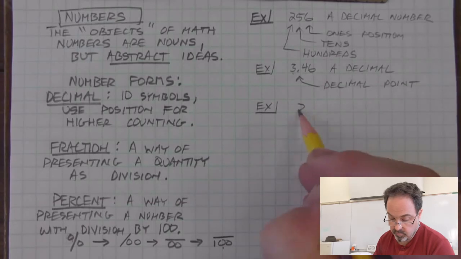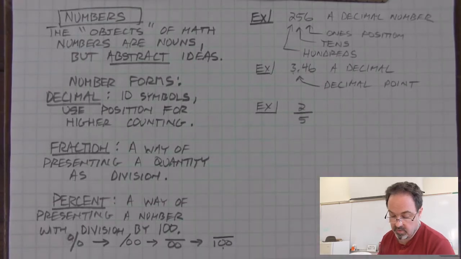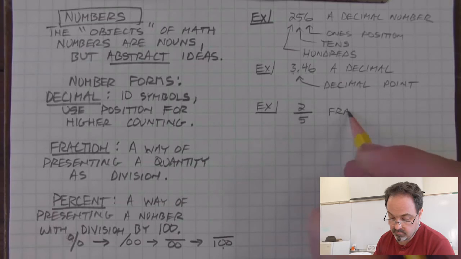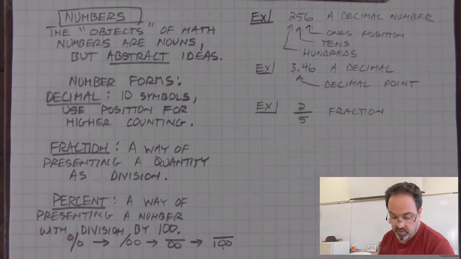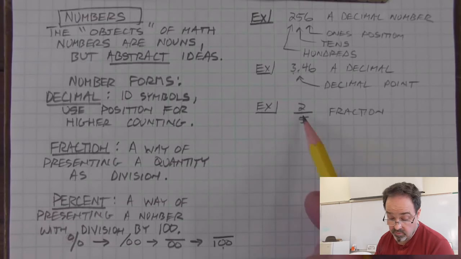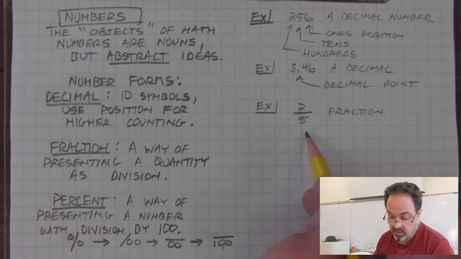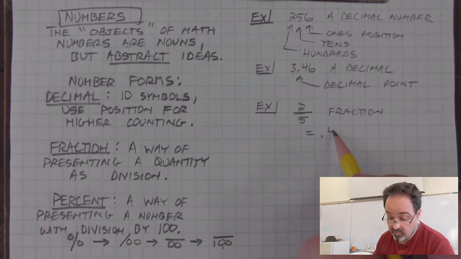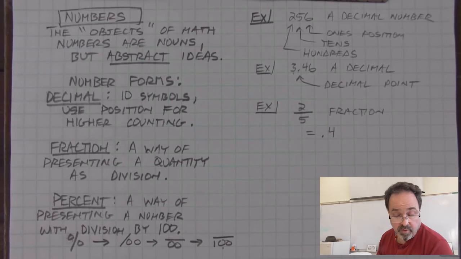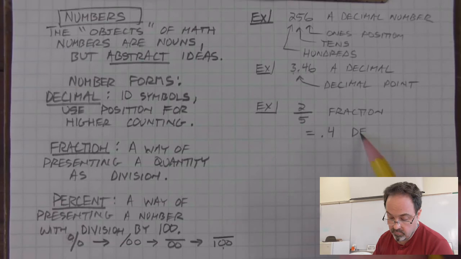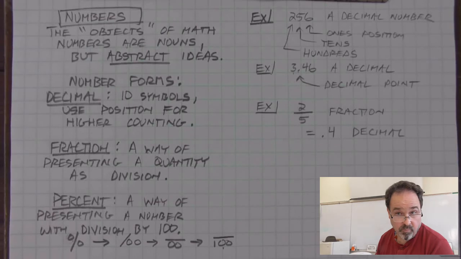It's another example of a number, 2 divided by 5. This is a fraction. A number expressed as division. And we can think of it 2 divided by 5 and do the division in our minds or in a calculator and convert this to its decimal form. So 2 divided by 5, or 2/5, is the fraction form of 0.4. And 0.4 is the decimal form of the fraction 2/5. We can convert one form into another. It's the same quantity.